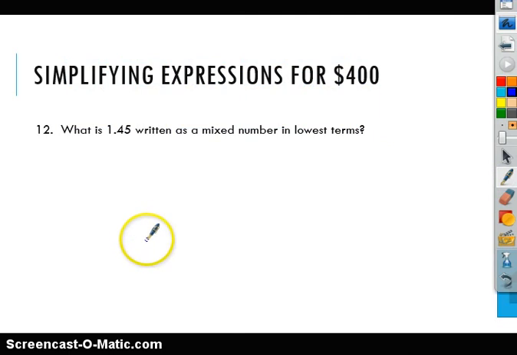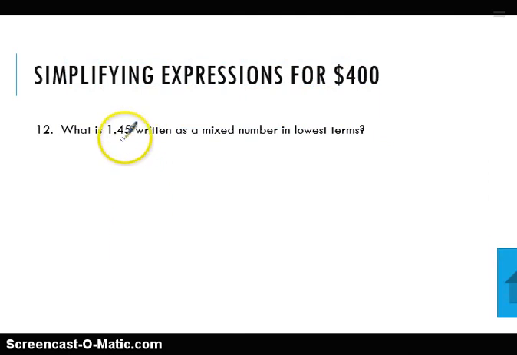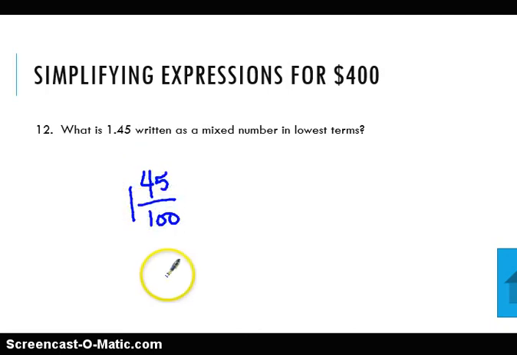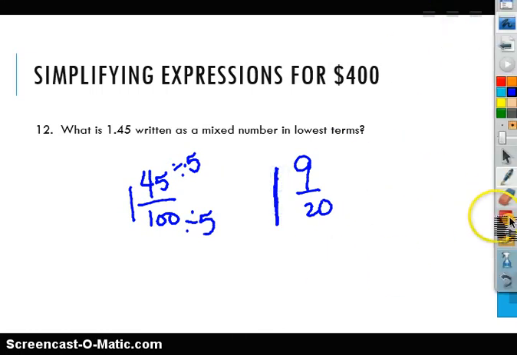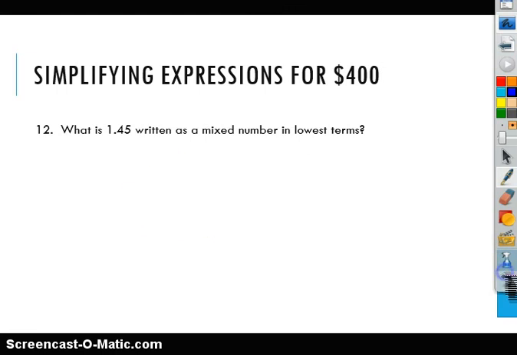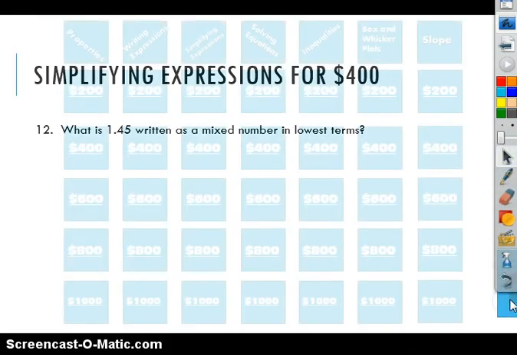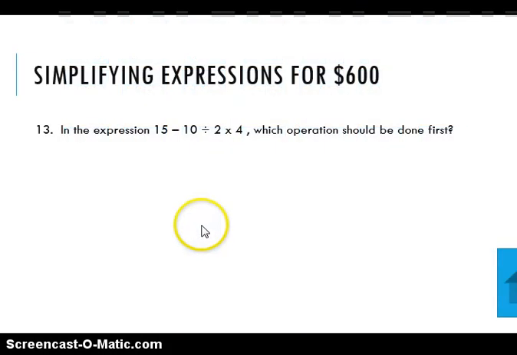Simplifying expressions for 400. What is 1 and 45 hundredths written as a mixed number in lowest terms? 1 and 45 hundredths is how it starts. We have a common factor of 5. So 45 divided by 5 is 9. 100 divided by 5 is 20. So 1 and 9/20, not 19/20, 1 and 9/20 is our solution for this one. Oh, I got that one right too.